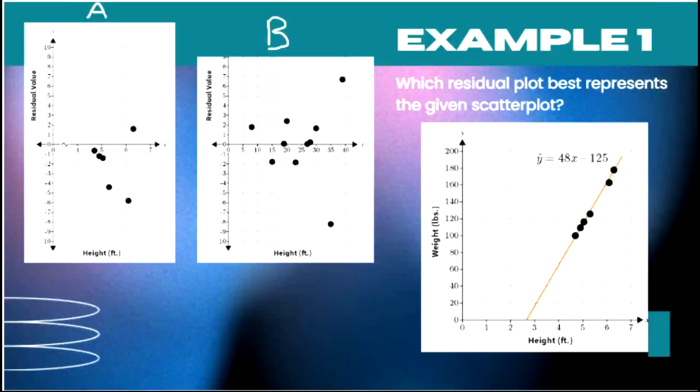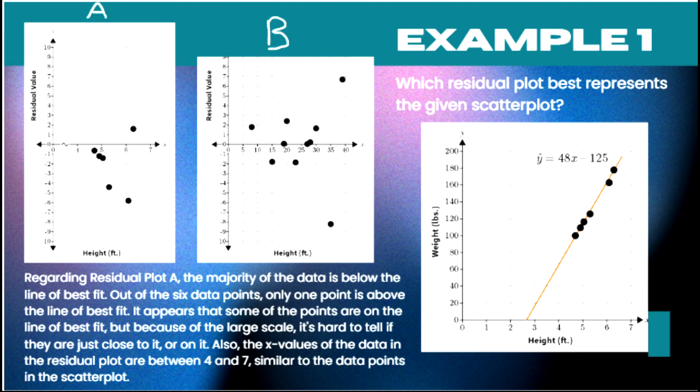Okay. Here is example number 1. Which residual plot best represents the given scatter plots? So this is our original graph, and we need to see which one of these fits this. So regarding residual plot A, the majority of the data is below the line of best fit. You can see most of these points are under it. Out of the 6 data points, only 1 point is above the line of best fit. It appears that some of the points are on the line of best fit over here, but because of the large scale, it's hard to tell if they're just close to it or on it.